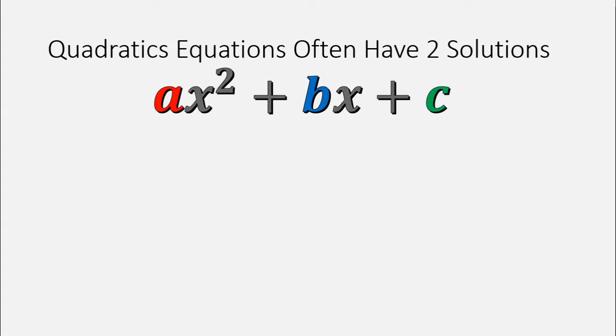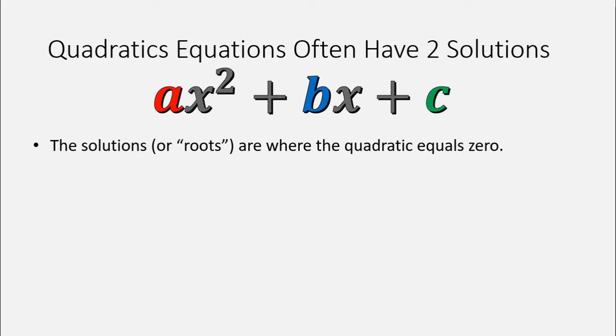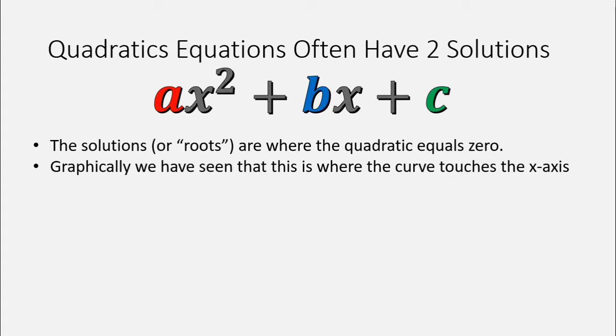You should know by now that quadratic equations often have two solutions. The solutions, or the roots, are where the quadratic equals 0. So on a graph, we would see that as where the curve touches the x-axis.